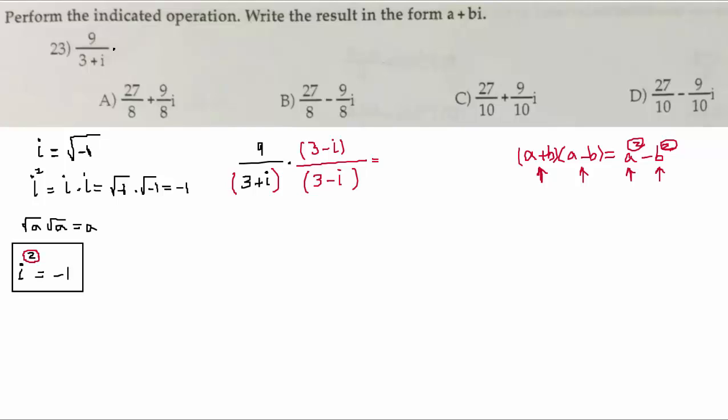let's see what happens to the bottom of the fraction here. Using this difference of squares property, can somebody quickly tell me what 3 plus i times 3 minus i would be equal to?